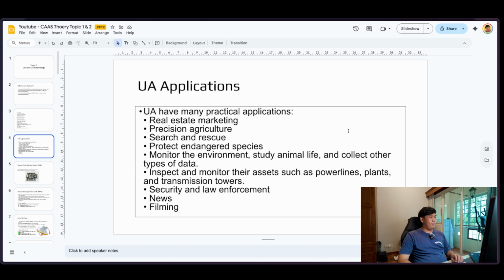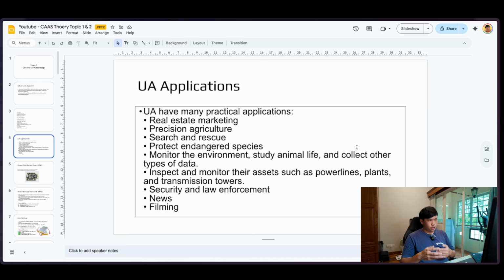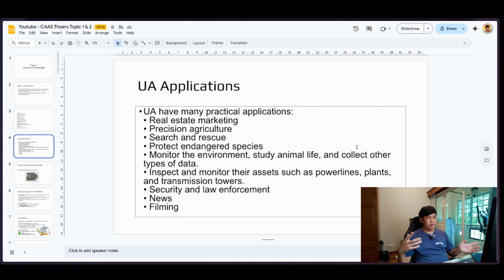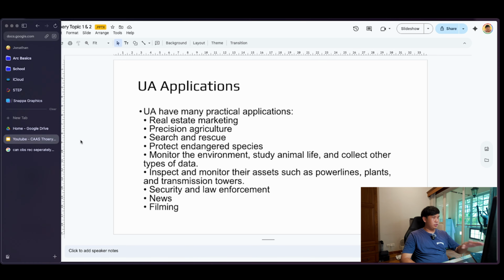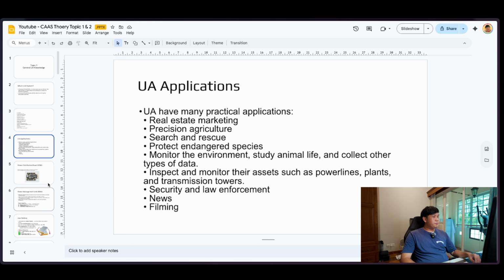Next, UA applications. Let's go through some ways you can use a UA. Here you can see real estate marketing, precision architecture, search and rescue, and protection. You have seen a lot of videos going around using drones to find people and protect endangered species, and many more. You can pause and read through, it's quite interesting. You can research how they are used in search and rescue. It's not tested, but I recommend you research a little bit and find out for yourself.